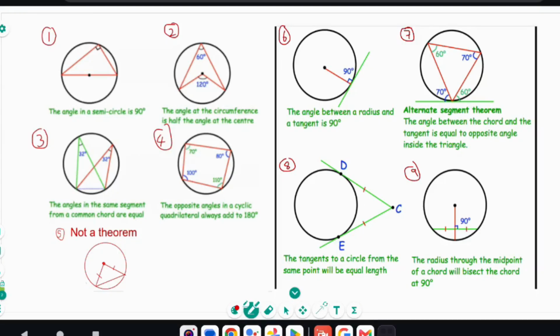Circle theorems. In this recording, we are going to look at a mixture of circle theorem questions. I've got this worksheet from Maths Genie, and it starts from easy and gets more complicated. Here are all your circle theorems. Yes, there are 8. I've added in 1, not a theorem.